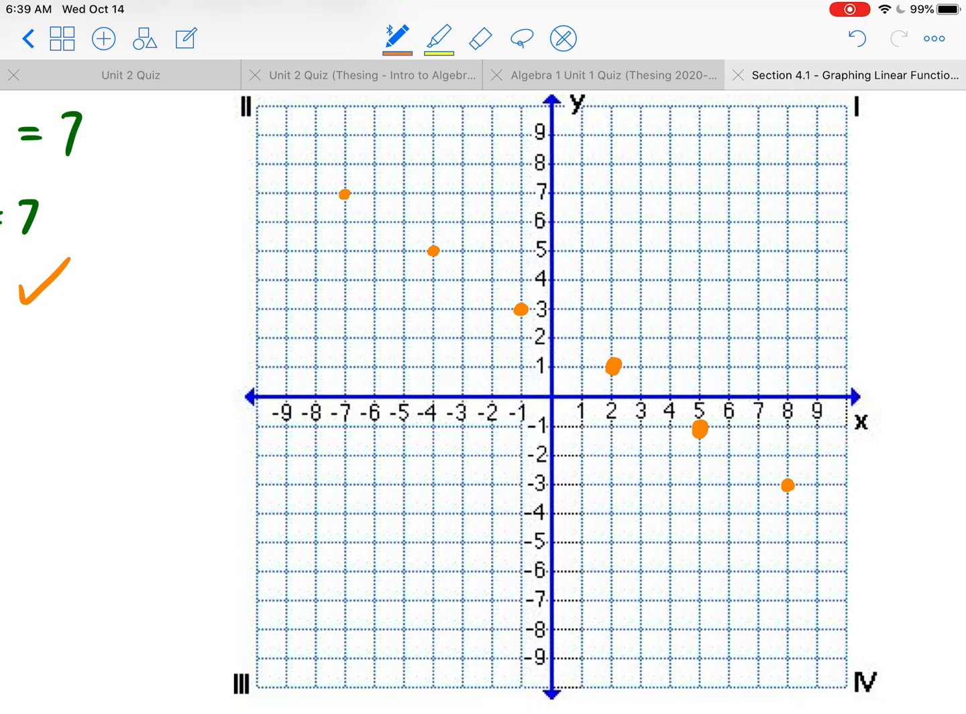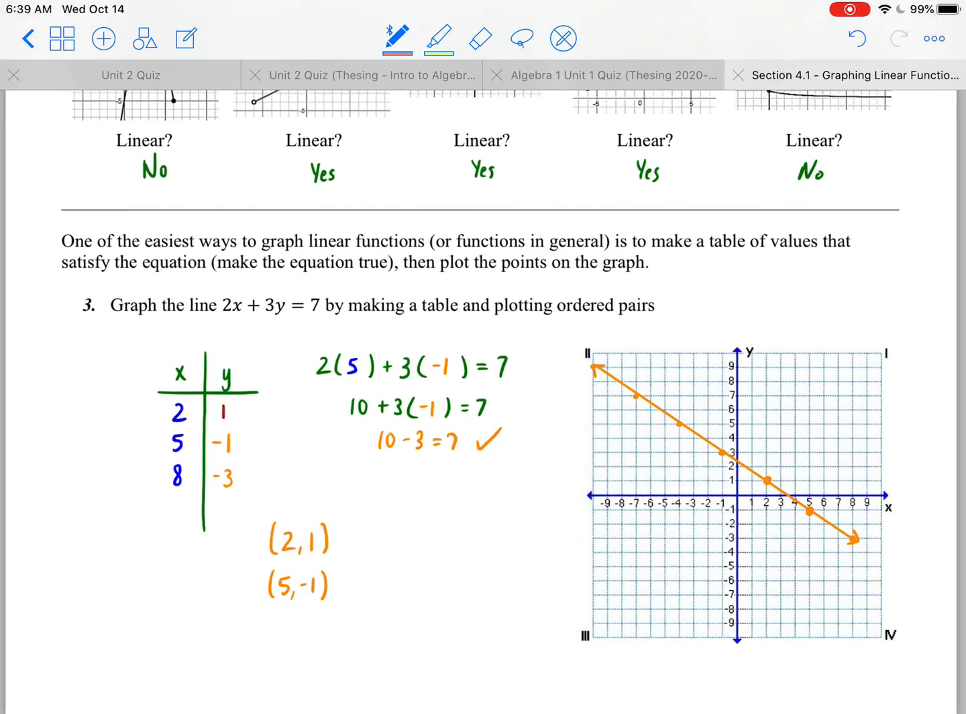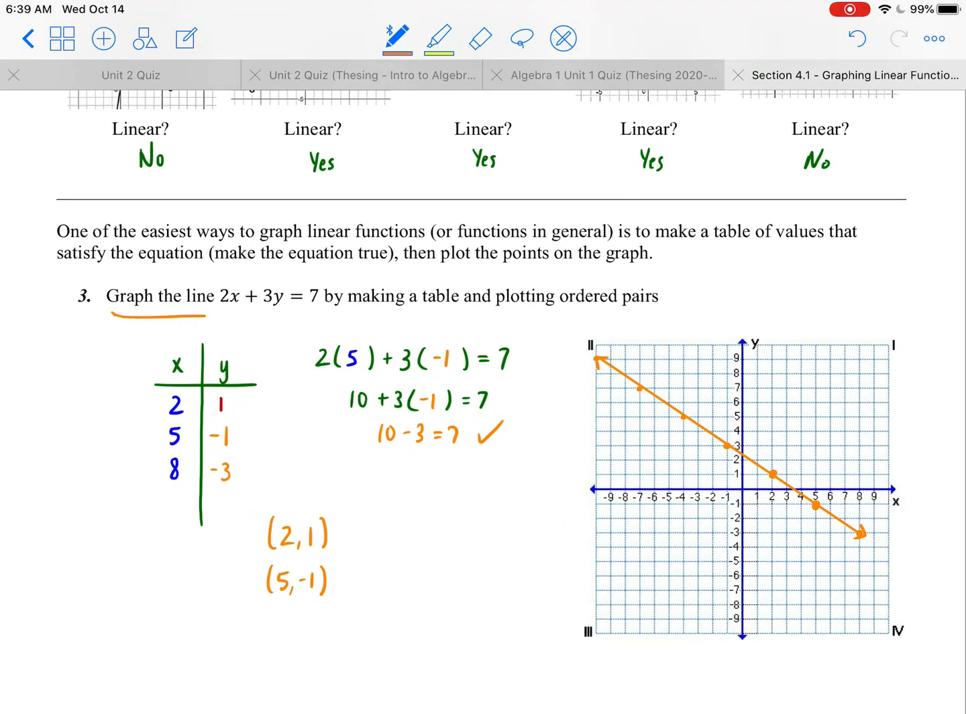You can just keep doing this. So this is a nice little trick here. And we are good to go. There's your line, and that's it. So that's all they wanted us to do, right? Yeah, graph the line by making a table and plotting ordered pairs. Okay? All right. Well, that's how you graph by making a table.